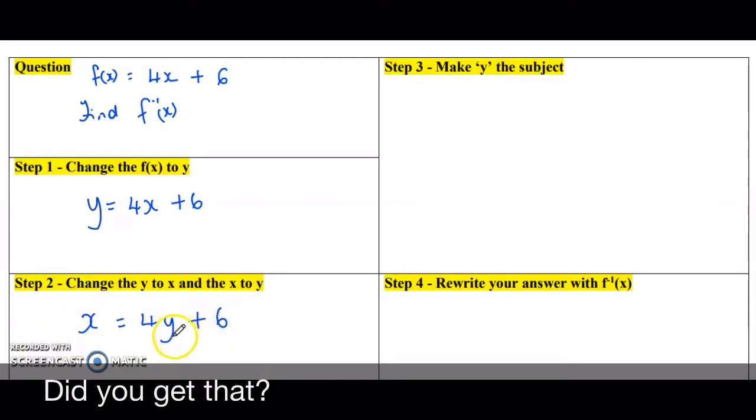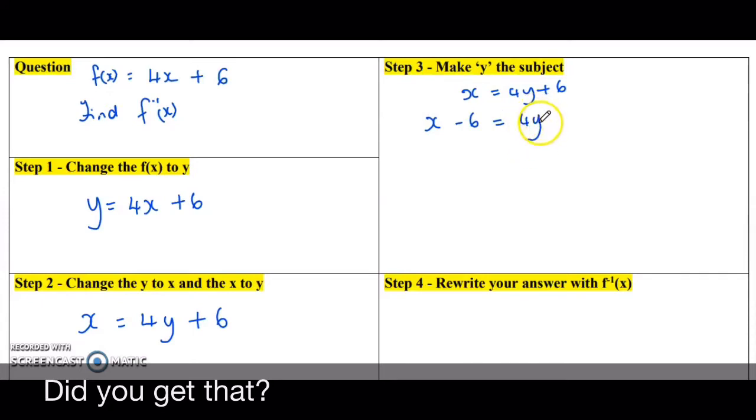After I'm finished with that, I am now going to make y the subject. So I will rewrite my function here. If I am going to make y the subject, this simply means that y is going to stand on its own and y will be by itself. So I have x is equal to 4y plus 6. I am going to balance the 6 to the next side. So I'm going to have x minus 6 is equal to 4y.